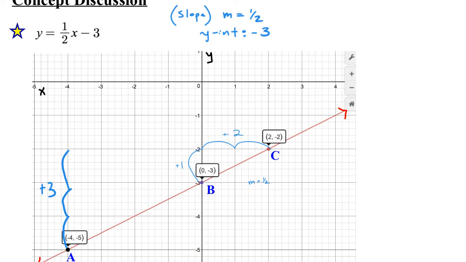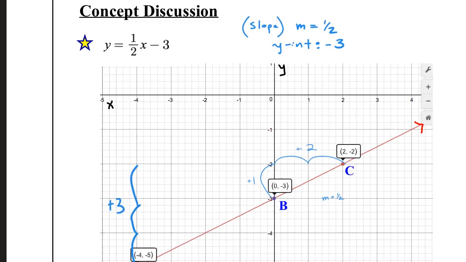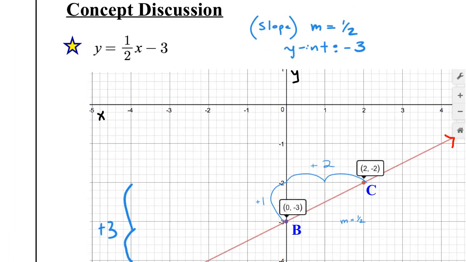Now, what was the whole point of this slide? Let's go back to the original equation that was actually graphed, the actual red line that's graphed here. The equation is y equals 1/2 x minus 3. So what connections do you notice here? You should notice that the slope of this line was 1/2, and that also happens to be the coefficient, the number in front of x. The y-intercept was -3, and that happens to be the constant on the end.